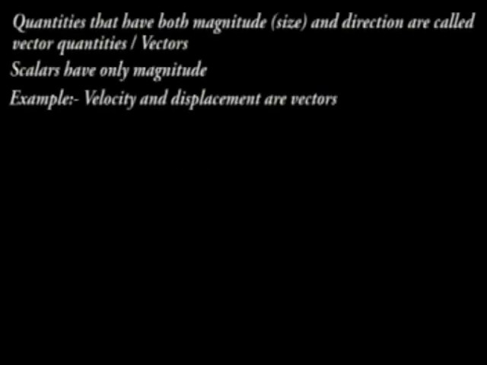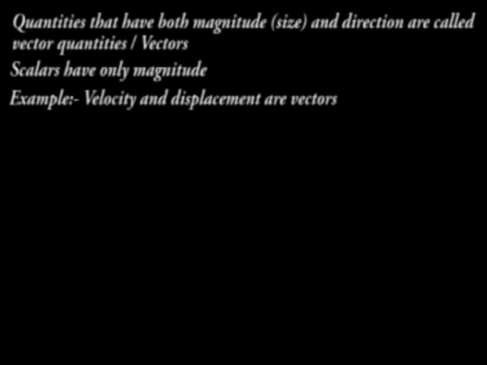Vectors. Scalars and vectors. For a person to move from one place, say A to B, he must know both the distance and direction of B from A. Quantities that have both magnitude and direction are called vector quantities, or simply vectors. Scalars are quantities that have magnitude only and no direction.